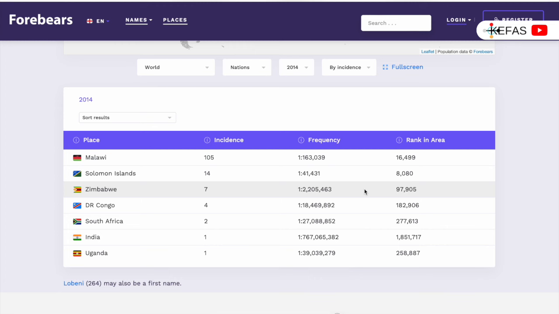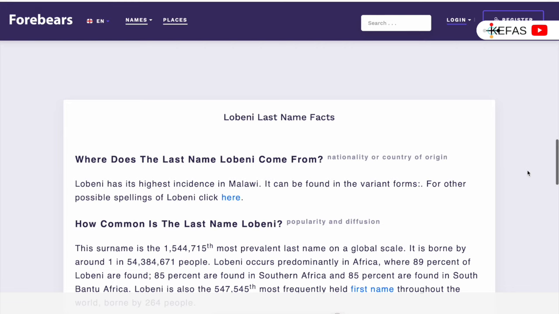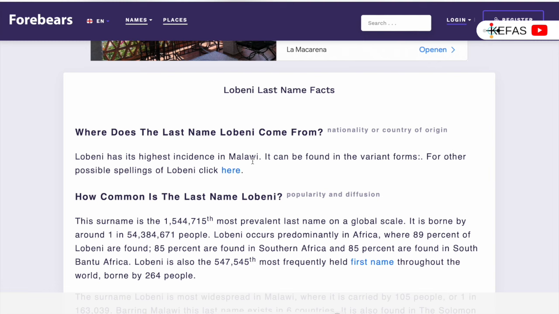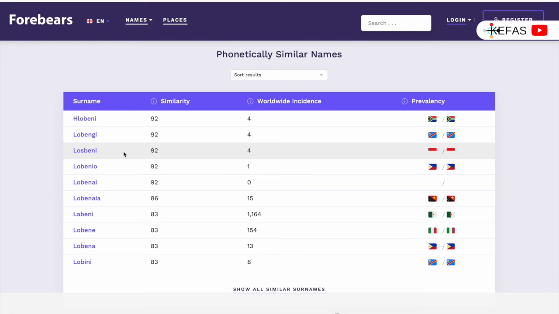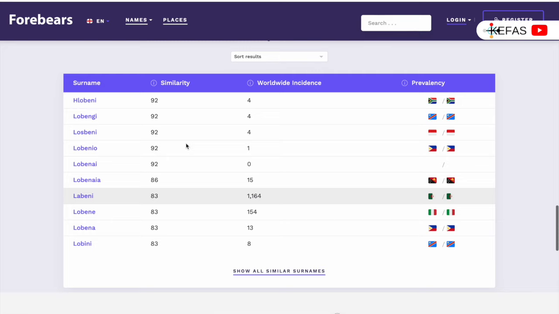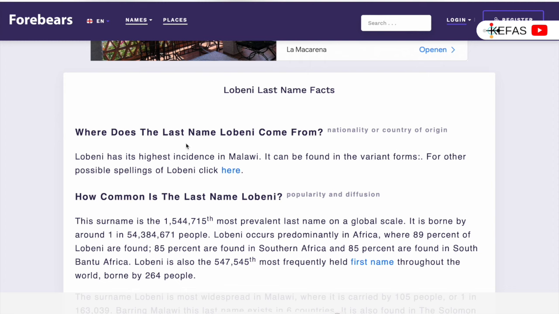And Lobeni is a variation of Robena, Labena, all for Reuben. Lobeni has its highest incidence in Malawi. It can be found in variant forms for other possible spellings of Lobeni. Now let's click on that one. And we get Lobeni, Lobengi, Losbeni, Lobinio, Lobenai, Lobenaya, Labeni, Lobene, Lobena, Lobini. Interesting. So they are the variations of Lobeni or Labeni, Robeni.